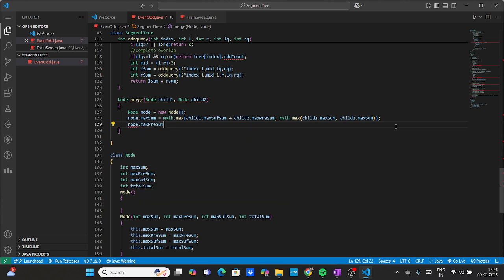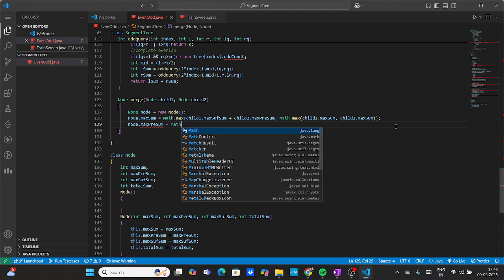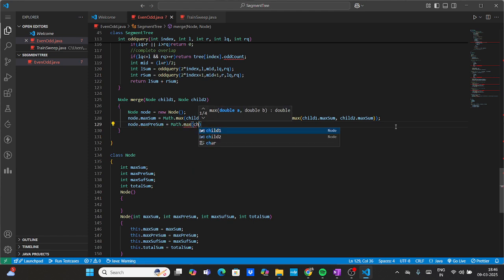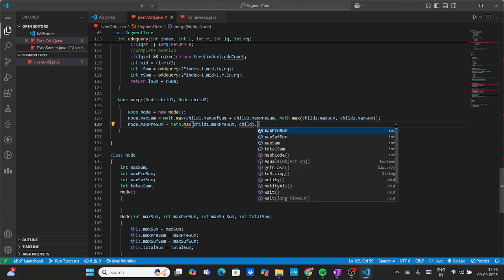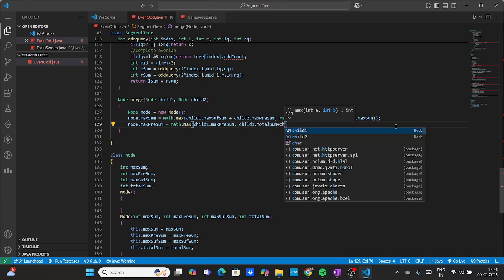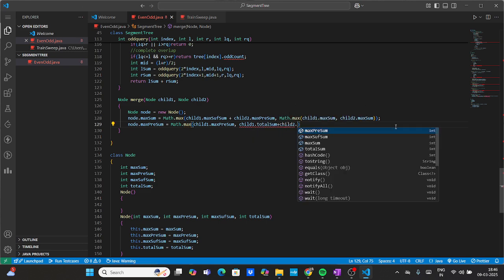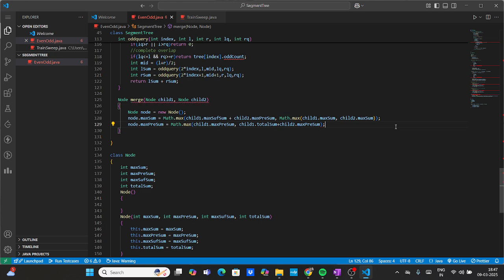Node dot max prefix sum is nothing but math dot max of either child one dot max prefix sum, comma, child one dot total sum plus child two dot max prefix sum. Is this correct? Yes.